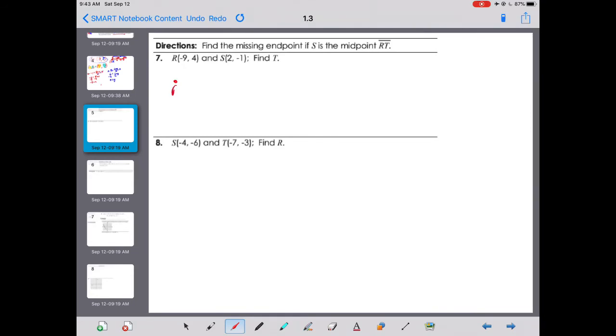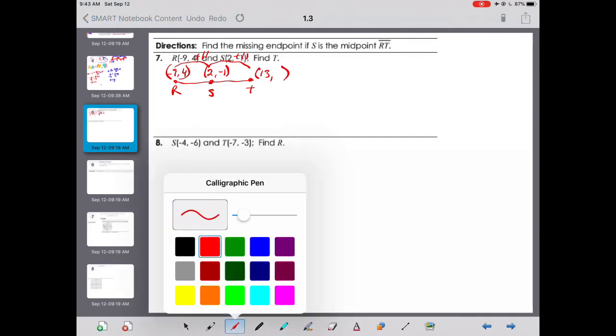Okay, here we go. We got R to T. The midpoint's S. S is at 2, negative 1. R is at negative 9, 4. Really drawing it and counting it is, for me, easiest way. So we go from negative 9 to 2. Negative 9 up to 0 is 9, and 2 more makes 11. So we got to add 11. 2 plus 11 is 13.